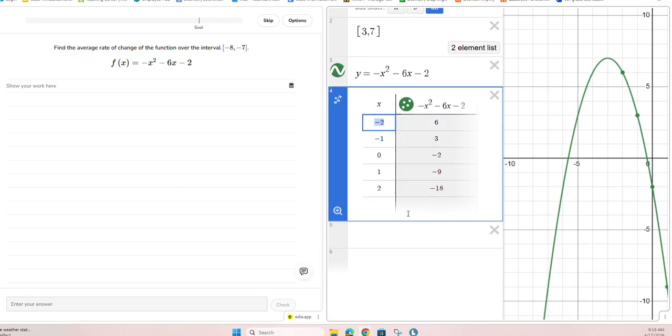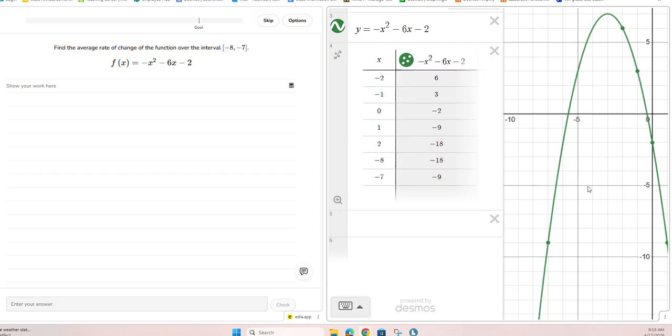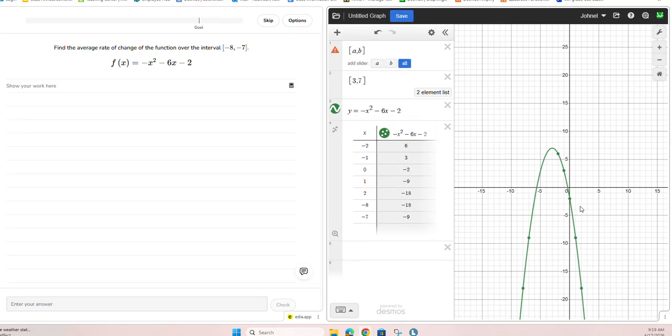Okay, now, the interval that I am looking for specifically for my problem is negative 8 to negative 7. So I think I'm going to come right here and I'm going to type in negative 8 and I am going to type in negative 7. So my problem is looking at the interval on the x-axis from here at negative 7 to here at negative 8. So I need to know what is the rise and the run of just this portion of the function.